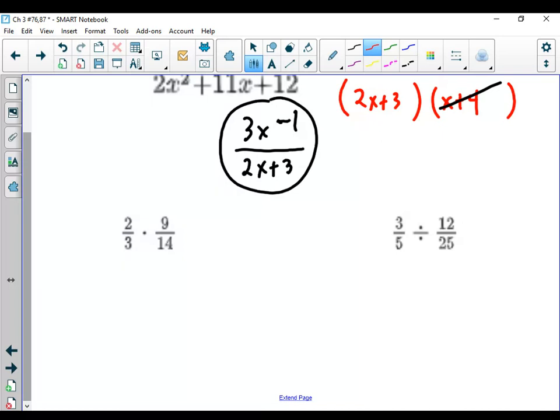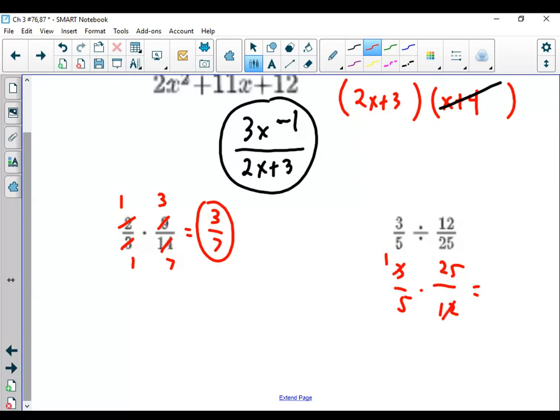For instance, on this one, we got the 2 and the 14. We know we can divide both of those by 2. We got the 3 and the 9. We know we can divide both of those by 3. And that makes my job a lot easier because now it's just 1 times 3, 1 times 7. What was the extra thing we had to do with division? Yeah, we had to multiply by the reciprocal. And then once we did that, we're back to looking for any simplifying I can do. Well, I got 3 and 12. I've got 5 and 25.